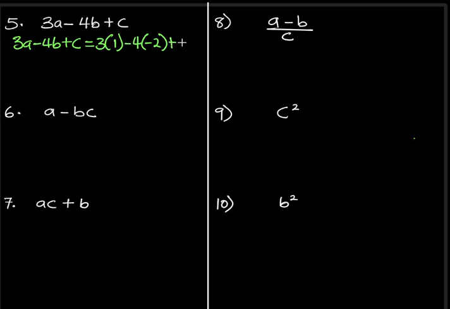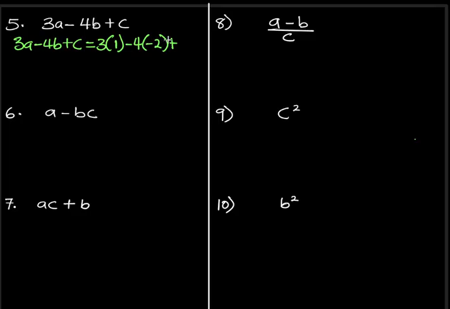Our c is, what? Our c is 3. So c is 3. And that will give us what? That will give us 3 times 1, 3, minus 4 times minus 2, that will make it plus 8, and then plus 3. So this will give us 3 plus 8, 11, 11 plus 3, that will give us 14.